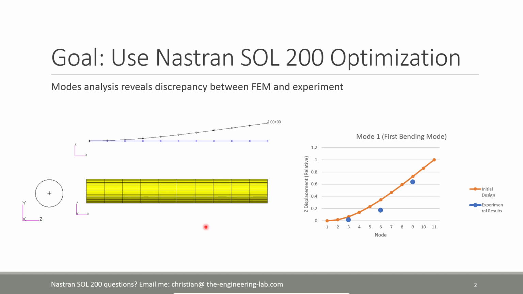So like I said on the previous slide, here is a very simple finite element model. Here in blue are actual experimental results. Here in orange is the first mode of the finite element model. You can see that there's a discrepancy, a difference between the simulation and the physical test. Our goal is to use the Solution 200 capability to match the finite element model with experimental results.